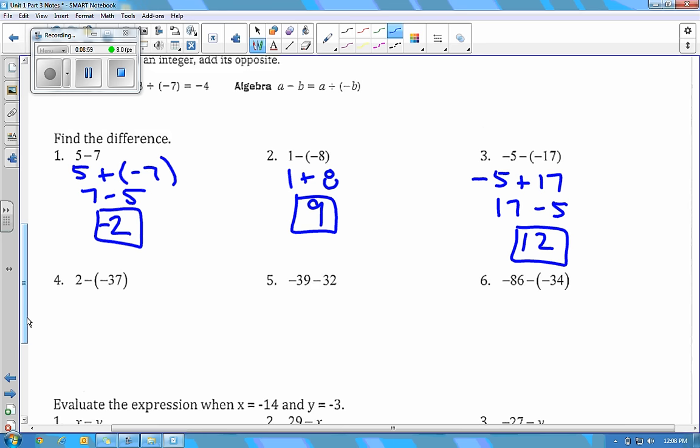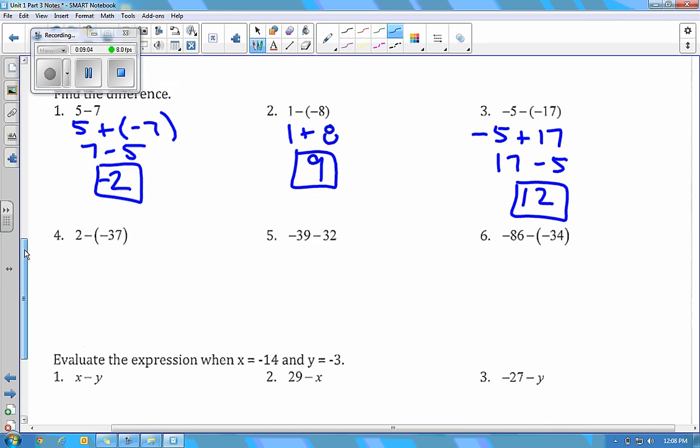Okay. 4, 5, and 6, I'm going to leave up to you guys. You try them on your paper. Make sure you check them with the answer key.